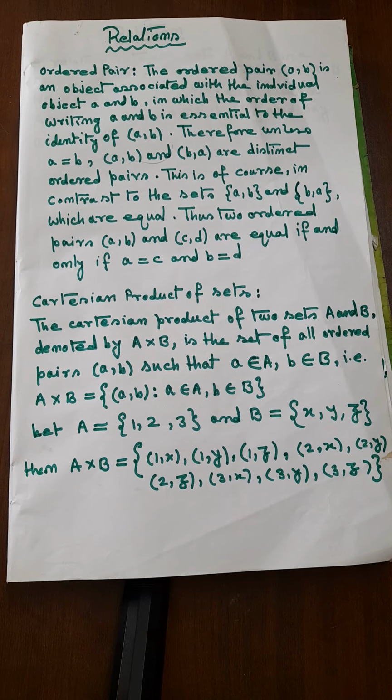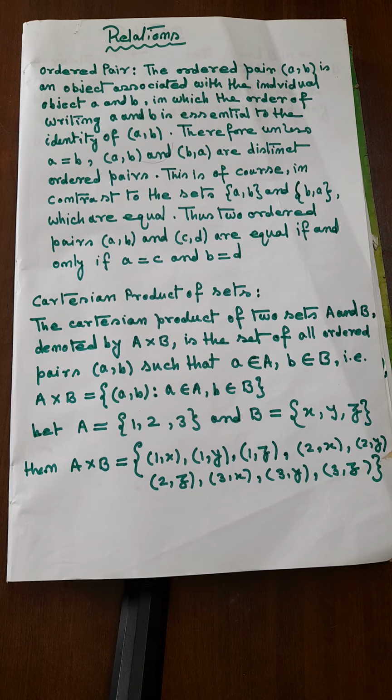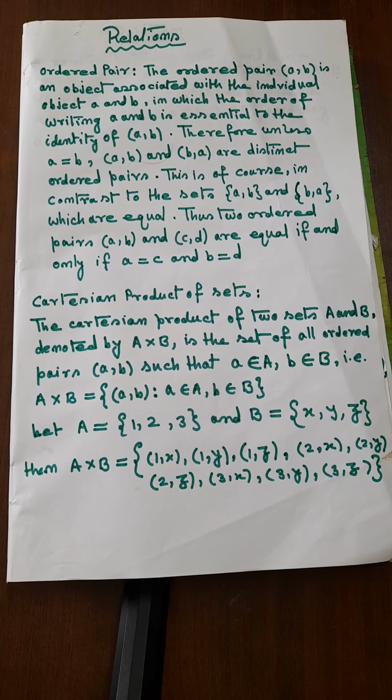Now, what is the Cartesian product of sets? The Cartesian product of two sets A and B, denoted by A × B, is the set of all ordered pairs (a, b) such that a belongs to A and b belongs to B. For example, if we have a set A = {1, 2, 3} and B = {x, y, z}, what will be the Cartesian product? (1,x), (1,y), (1,z), (2,x), (2,y), (2,z), (3,x), (3,y), (3,z). That will be the Cartesian product of the sets.